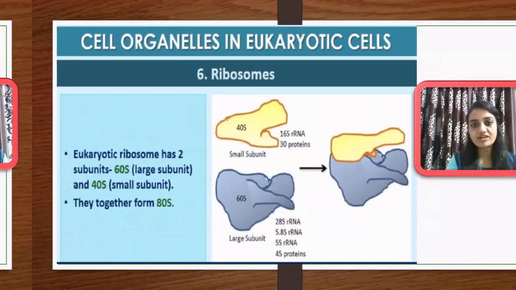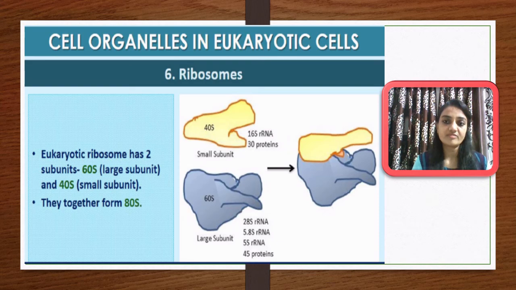We had already discussed the types of ribosomes, and how eukaryotic ribosomes may be differentiated from prokaryotic, but let me revise here also. Eukaryotic ribosomes have two subunits: a 60 Svedberg unit, the large subunit, and a 40 Svedberg unit, the small subunit. Together they form the 80 Svedberg unit. Here you can see the 40S smaller subunit and the large subunit, 60S.